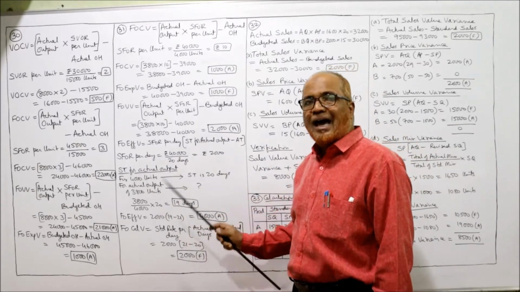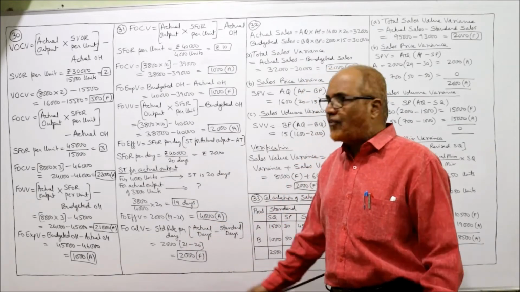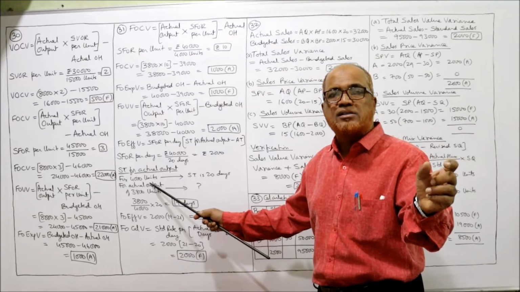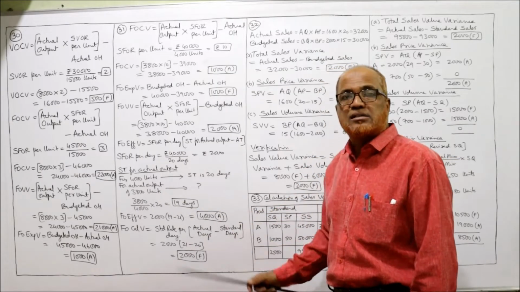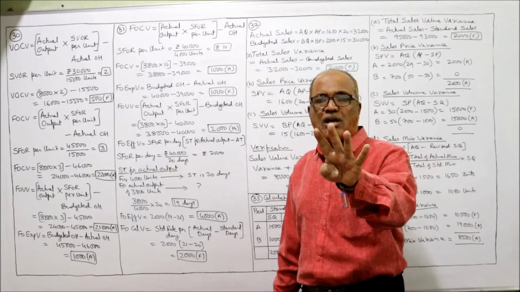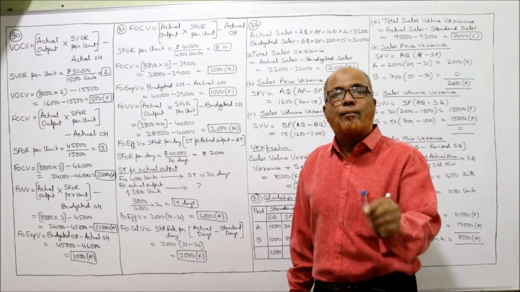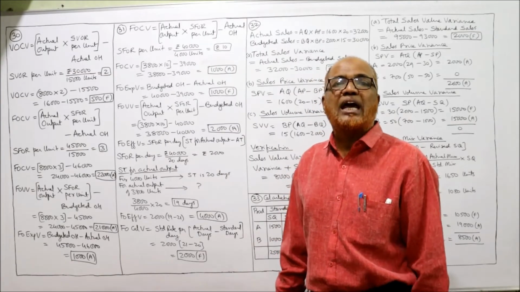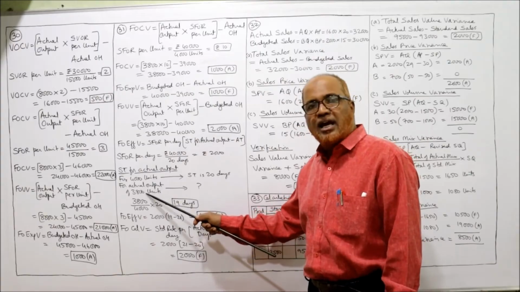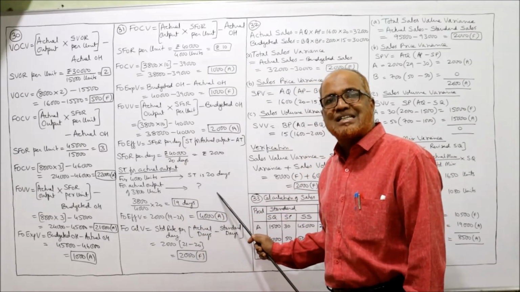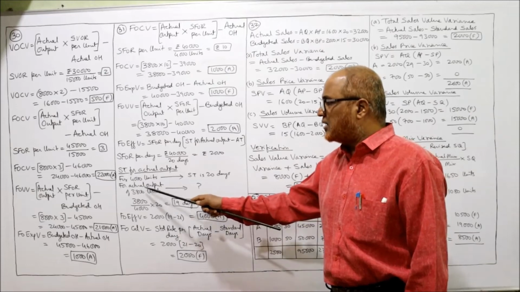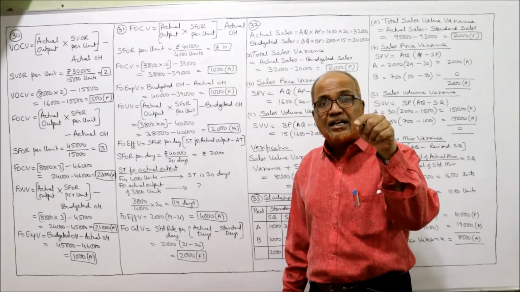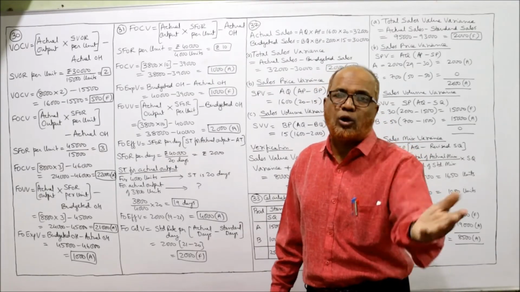Now standard time for actual output. It is given in the problem, for a standard output of 4,000 units, standard time is 20 days. For making 4,000 units, 20 days are required. But the actual output is not 4,000, the actual output is 3,800. So for making 3,800 actual output, how much would be the standard time? 3,800 by 4,000 into 20, you get 19 days. So this 19 days is the standard time for making actual output.